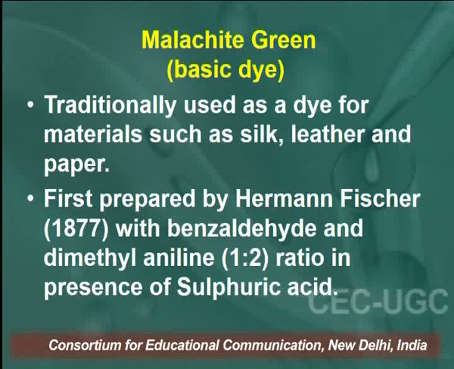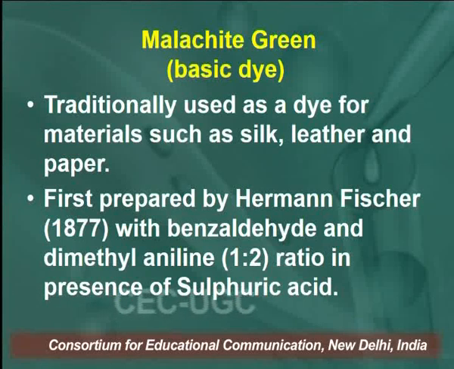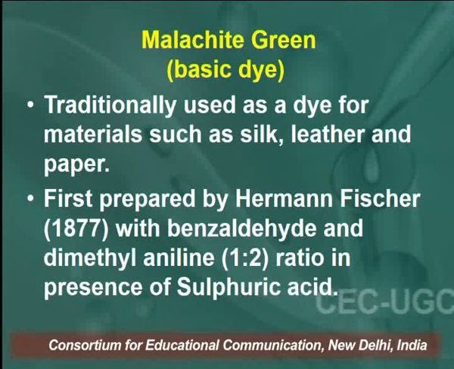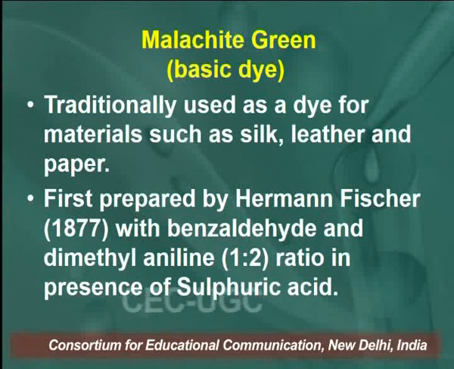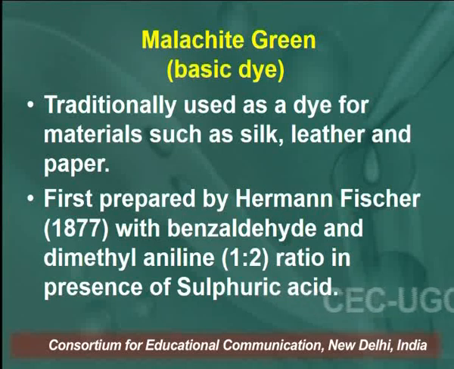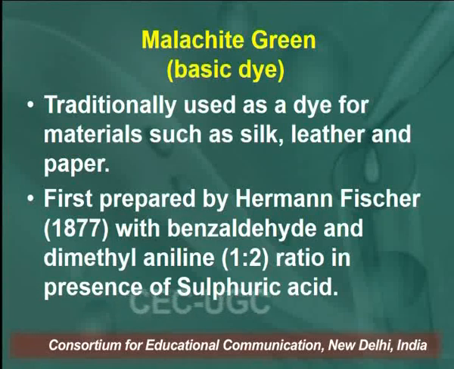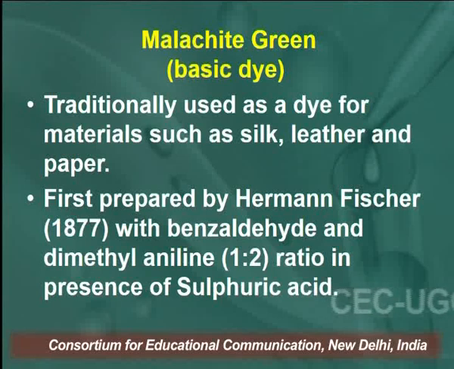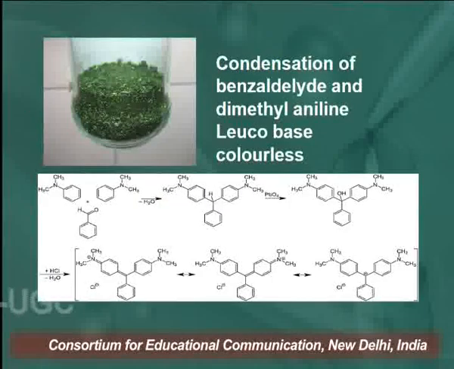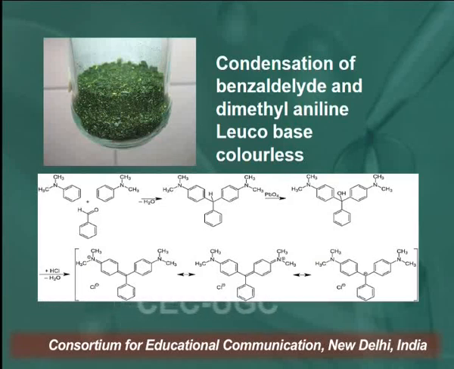Learners, this is a basic dye, and malachite green was traditionally used as a dye for materials such as silk, leather and paper. This malachite green was first prepared by Hermann Fischer in 1877 from benzaldehyde and dimethyl aniline. So, he took benzaldehyde and dimethyl aniline in a 1:2 ratio, and the reaction takes place in the presence of sulfuric acid. So, you can see, as the name says, it is green in color.